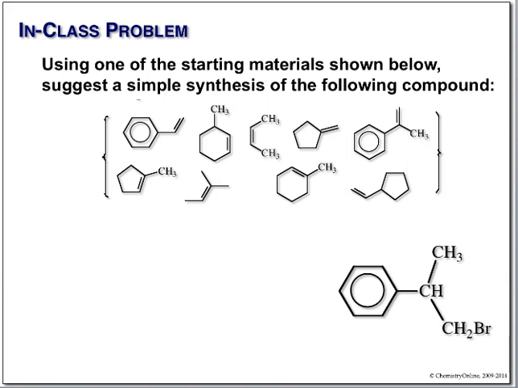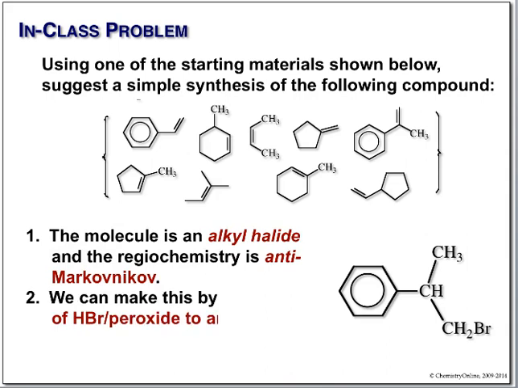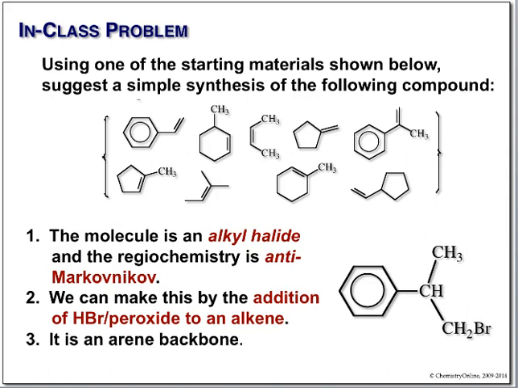What type of compound is it? It's an alkyl bromide. What's the regiochemistry? The most stable carbocation is our benzyl position. Therefore, this is anti-Markovnikov. We know that we're going to use HBr, peroxide to make this. And we know we're looking for a starting material with a benzene ring. There are only two.